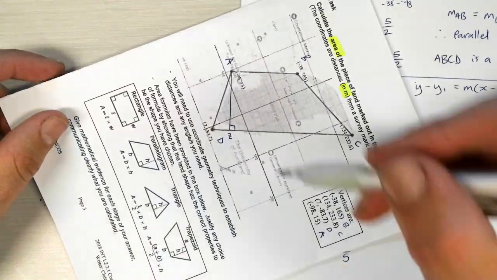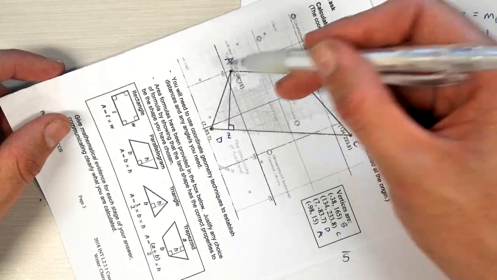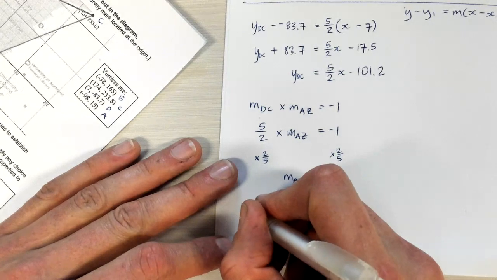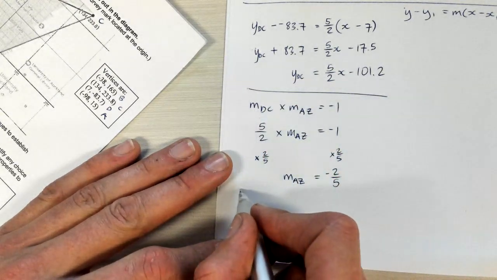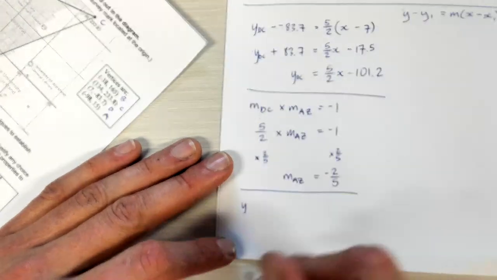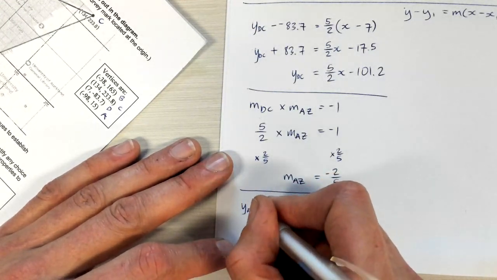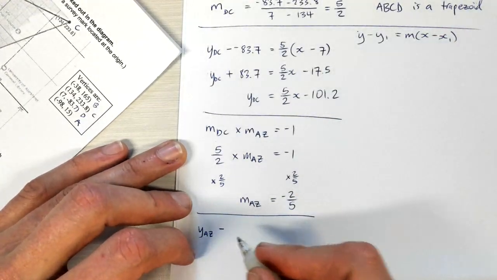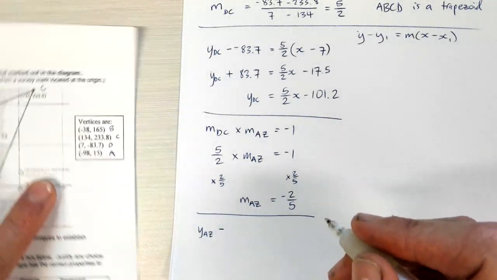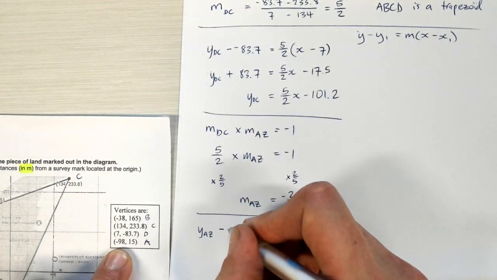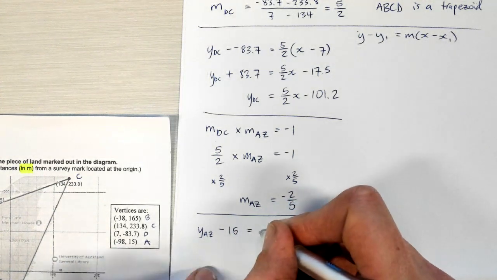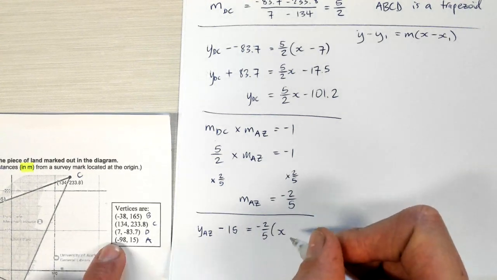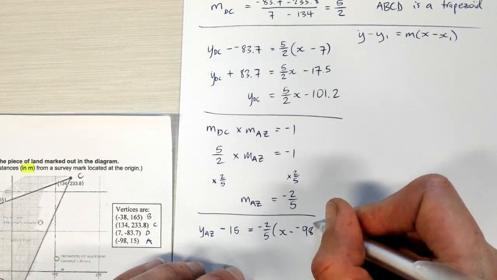So now we have the gradient of AZ, and we've got point A, we can now find the formula of the line AZ. So we'll call it Y. Maybe I'll split these off because they're sort of different steps. It's probably useful for markers as well, by the way. So Y_AZ minus, we'll do it using this formula from before. So y1 is going to be A this time. So we're substituting in point A. Okay, so we'll go minus 15 equals m. What's m? Oh, here it is. Negative 2 over 5 x minus negative 98.